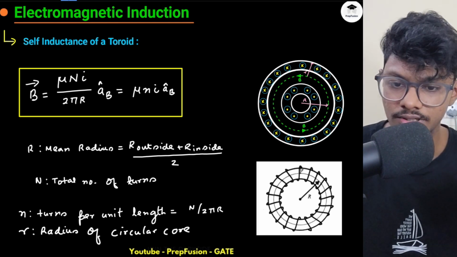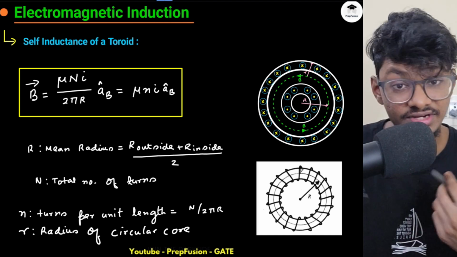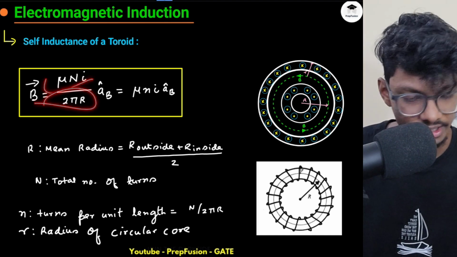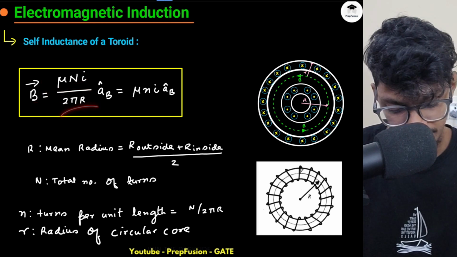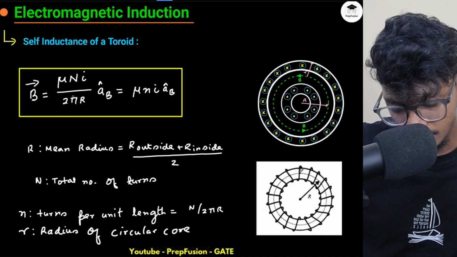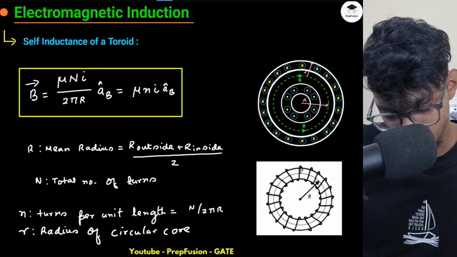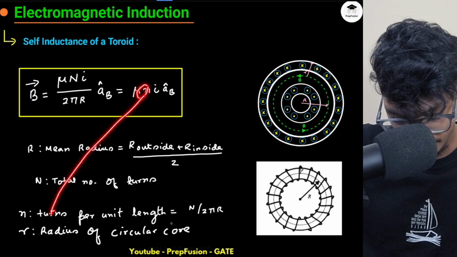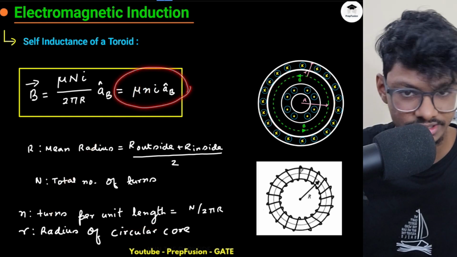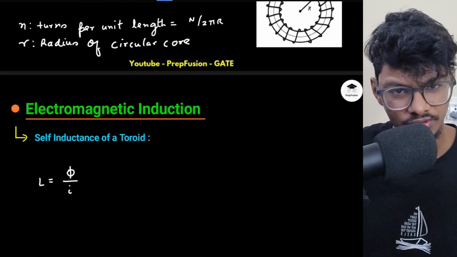For a toroid, what will be the self inductance? So again, what is the magnetic field density due to a toroid? It is mu N I by 2 pi r. If you remember, it was simply whatever it was due to a circular current carrying loop, or you can replace it with simply mu n I. Why? What is n? n is the number of turns per unit length. Again, what is the length? Length is 2 pi r. Again, I get the same result, mu n I. Again, if I derive the self inductance, I will get back the same result.